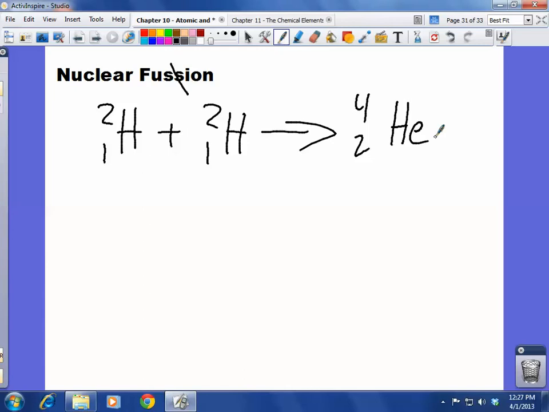So instead of splitting a big atom, we're combining 2 little atoms. And just like fission, every time this happens, we release some energy. Well, I don't know about you, but I'd rather have helium lying around than radioactive krypton, iodine, xenon, and all that other stuff. But can anyone see the problem here? Why do you think this is difficult to do?